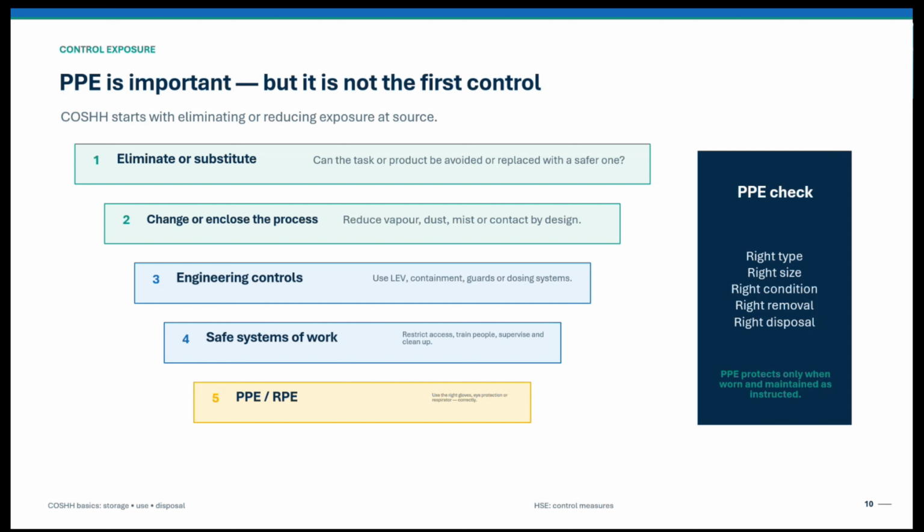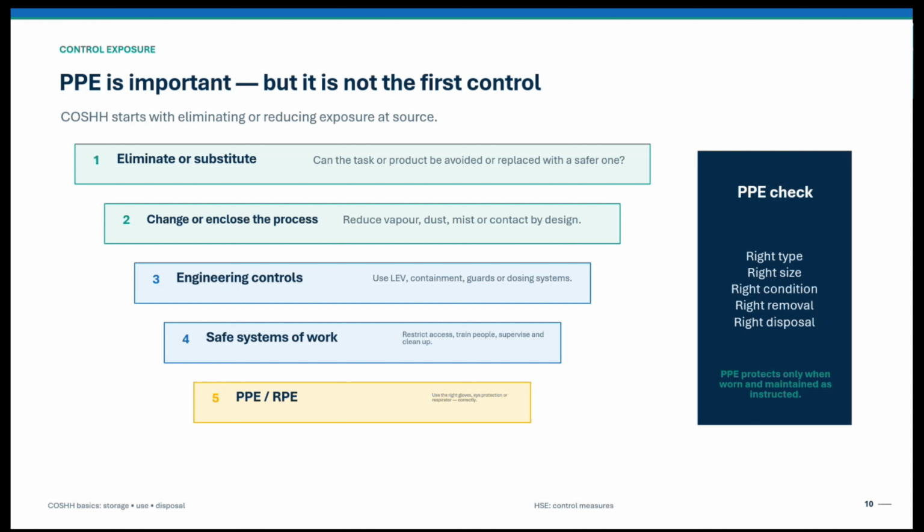Can the task be avoided? Can it be replaced with a safer one? Can a safer chemical be used? Can there be any other way of achieving the same results? Change or enclose the process, so reduce vapors, dust, mist, or contact by design.